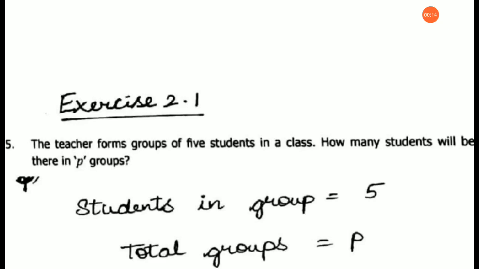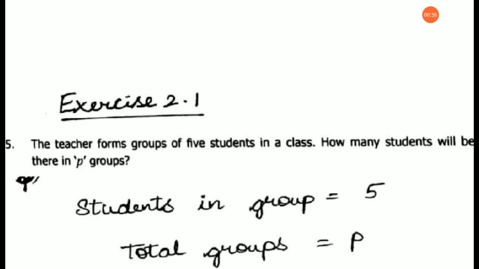Okay, a teacher is making groups and each group has 5 children. But we don't know how many groups the teacher is making. So, you are just going to represent it with the help of a variable. And the variable used here is P. I already told you, starting from A till Z, you can use any alphabet as a variable.